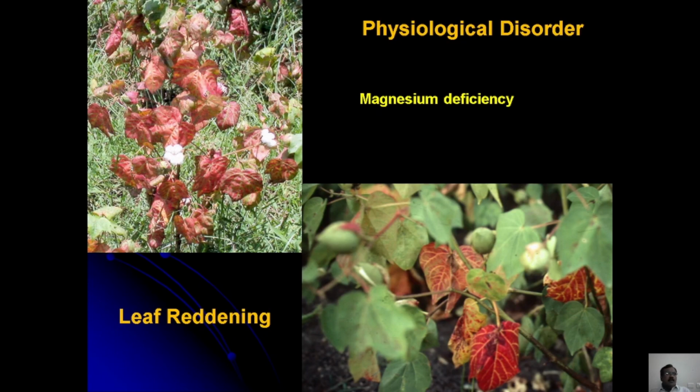Yet another one is a physiological disorder, magnesium deficiency, which leads to reddening of leaves. For this you have to supplement magnesium in the form of magnesium sulfate, which will be helpful in reducing this type of symptom, that is physiological disorder, under field conditions.